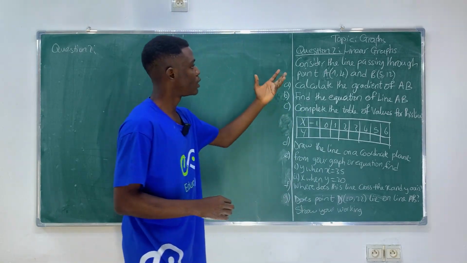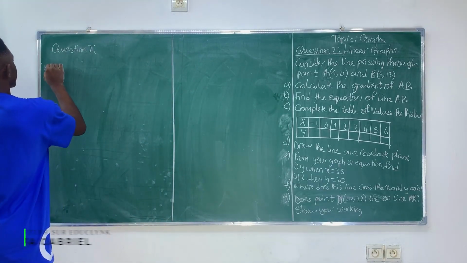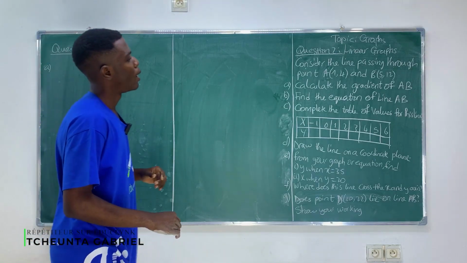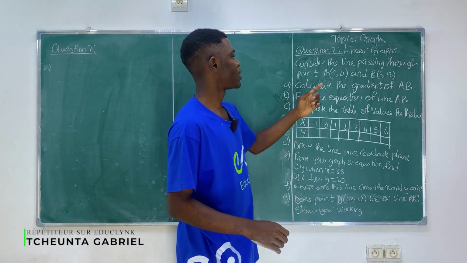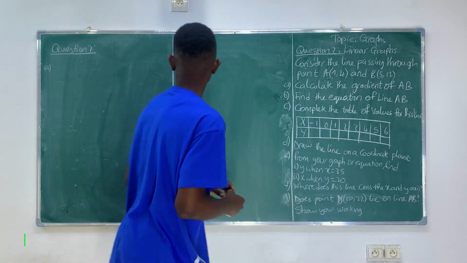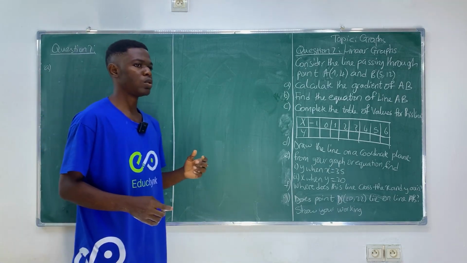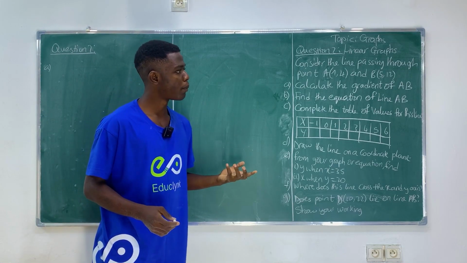So now we'll be solving question 2. Let's start right away. The A part looks like: consider the line passing through the points this and this. Calculate the gradient AB. So how do we calculate the gradient? The gradient is also the slope.